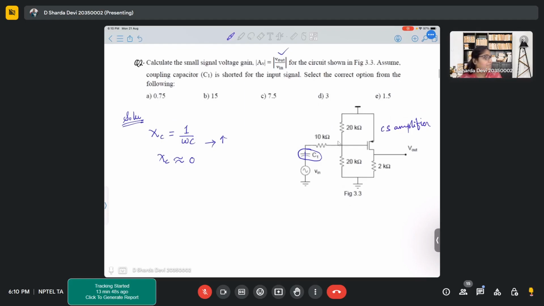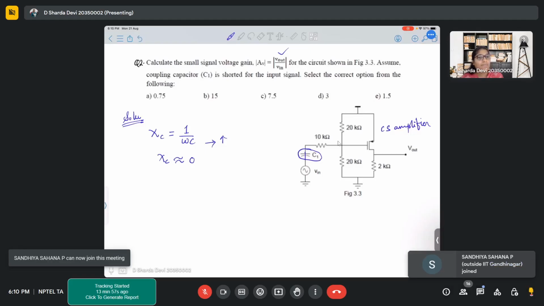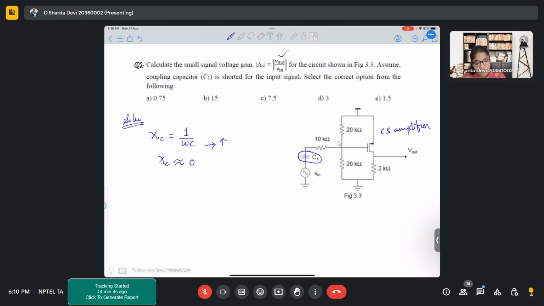With this we are going to move ahead, and here we simply have to find the gain. So how do we find the gain of this circuit? What is the gain for CS? We know that the small signal gain is gm into RD, and minus for the phase shift. We all know this, right?